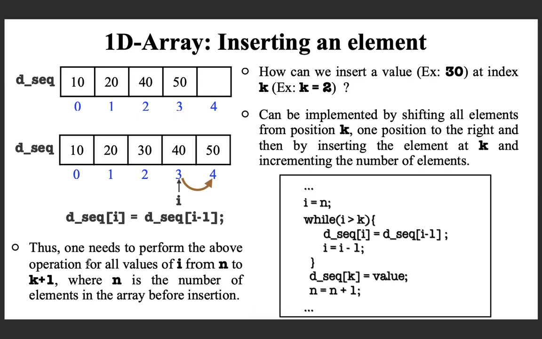We shifted values from index n to actually k plus 1, in this case up to 3. We executed this statement and now k is free and you can write into k, and the total number of elements needs to be incremented because you are just inserting one element. So that's how you can insert an element.